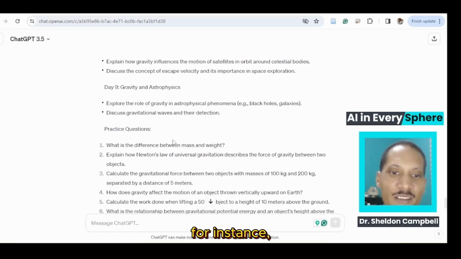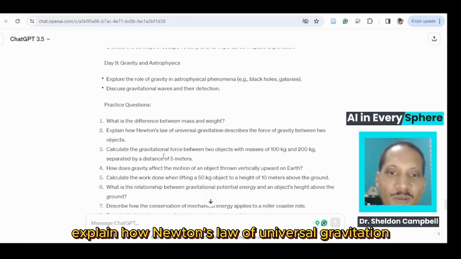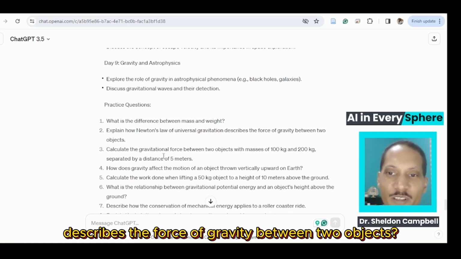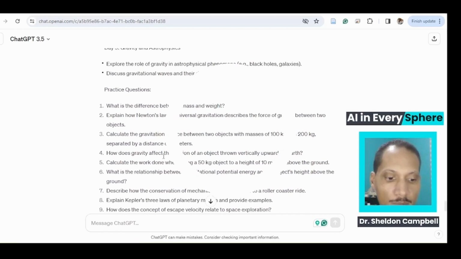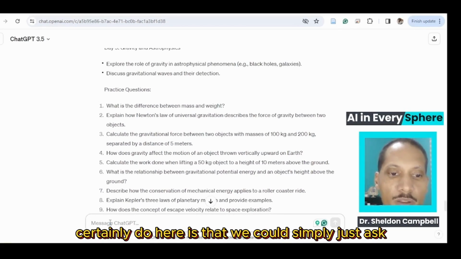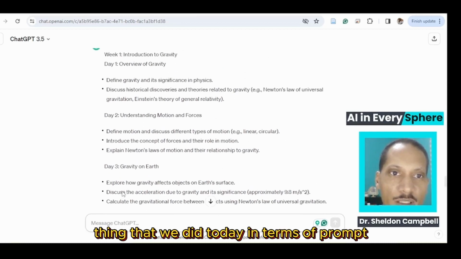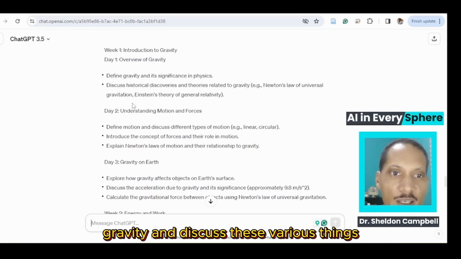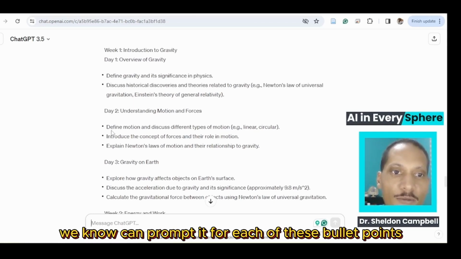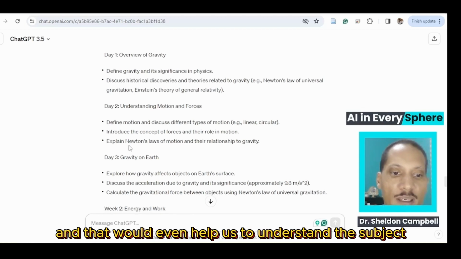And then look here, for instance, for practice questions, what is the difference between mass and weight? Explain how Newton's law of universal gravitation describes the force of gravity between two objects. So you get the point. I mean, this is extremely helpful. Now, one of the things that we could certainly do here is that we could simply just ask ChatGPT to explain. Remember, that was the first thing that we did today in terms of prompt. So even as it defined gravity and discussed these various things, we now can prompt it for each of these bullet points, and that would even help us to understand the subject even more.